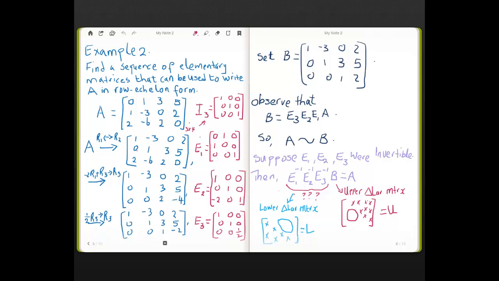So to create a row echelon form from the matrix A, I need a 1 in this top left hand position. So I switch rows 1 and 2. I perform the exact same operation on I3. So that gives me my E1. So that's the first elementary matrix.